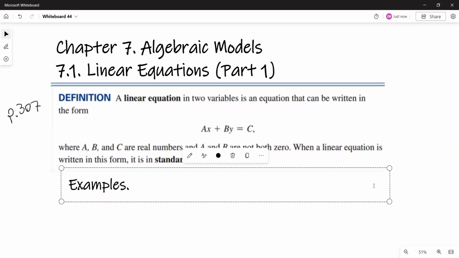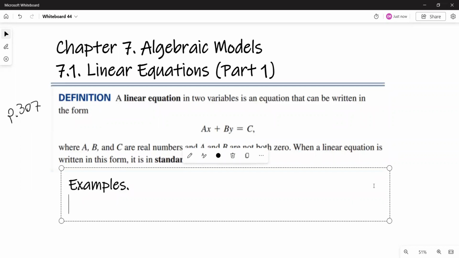Some examples of linear equations are minus 3x plus y equals 6 and 5p equals 6q minus 4. So these are examples of linear equations in two variables.